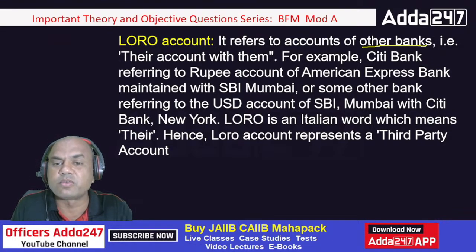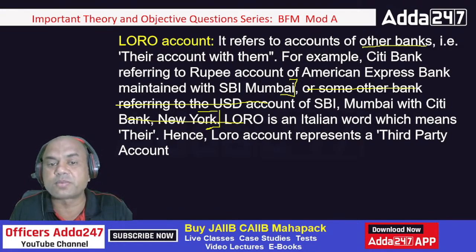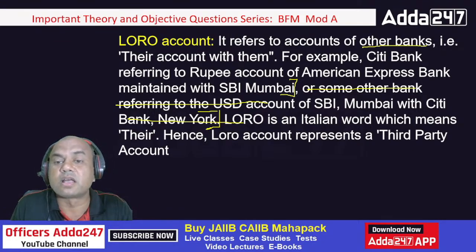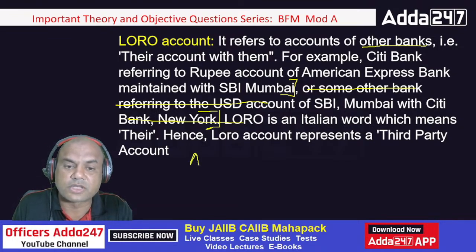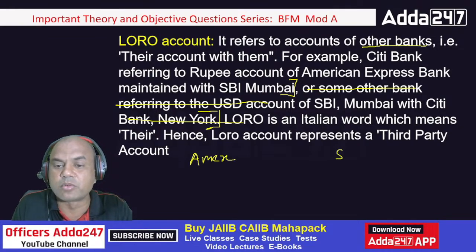So we'll just consider one example over here, otherwise you will all get confused. Let me cancel all this. Only this much. Citibank referring to the rupee account of American Express Bank with SBI Mumbai. What do I mean by this? One is American Express Bank, which is called Amex actually. And this is SBI Mumbai.